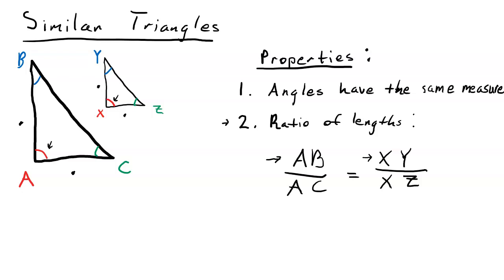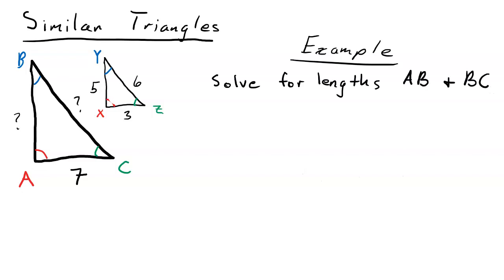So I'm going to pause the video now and give numbers to these triangles. Okay, so here we have an example. On the XYZ triangle, we have all three sides. But on the ABC triangle, we have two sides that we want to solve for. These are going to be lengths AB and BC.